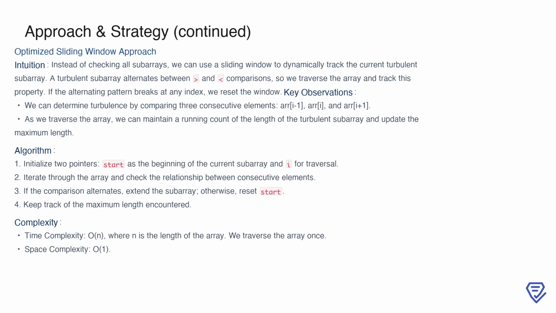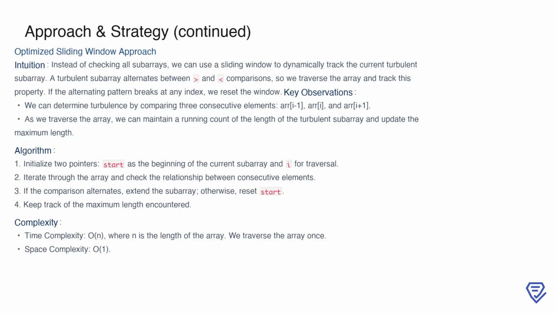Instead of using a brute force approach, we considered an optimized sliding window technique. The main intuition here is to dynamically track the current turbulent subarray as we traverse the array. A turbulent subarray alternates between greater than and less than comparisons, so we can use this property to guide our algorithm.